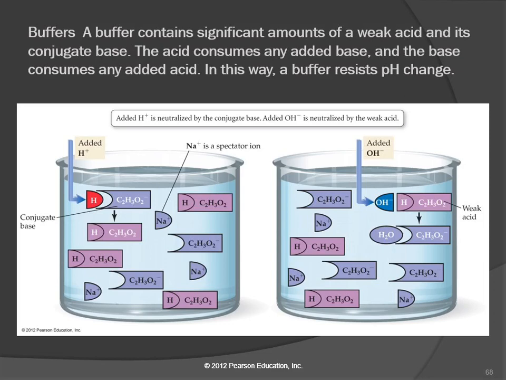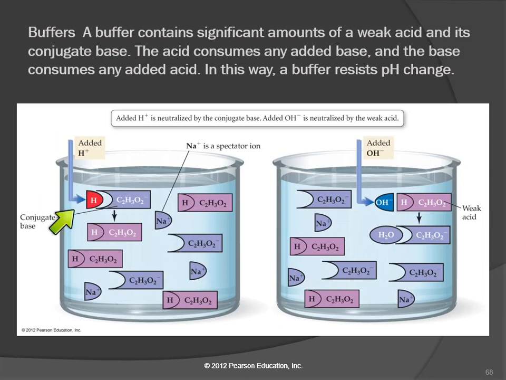Here's a picture. So this is our weak acid, the two parts of it, and here's our conjugate base. That's after it's lost the hydrogen, because that's the difference between an acid and its conjugate base. One has a hydrogen ion, one doesn't. So we've got significant amounts of the acid and the conjugate base.